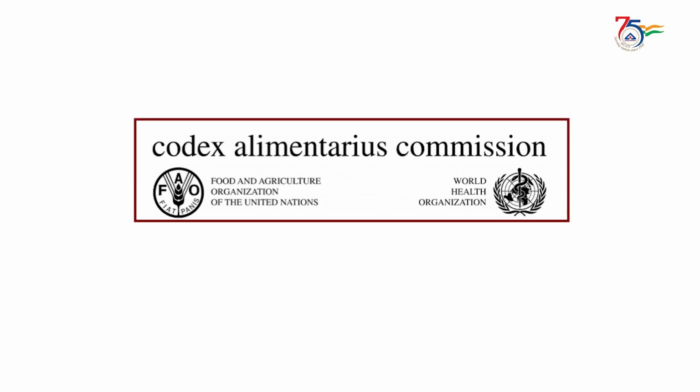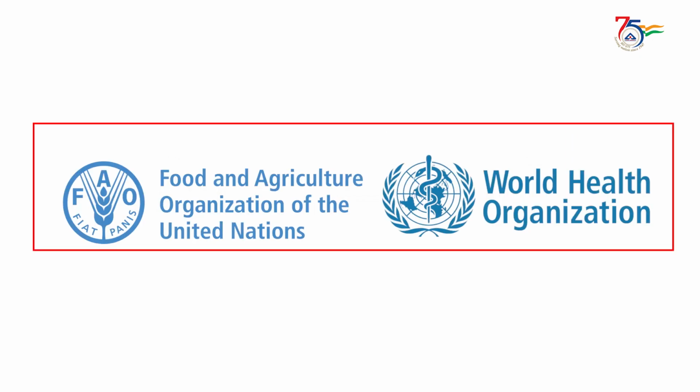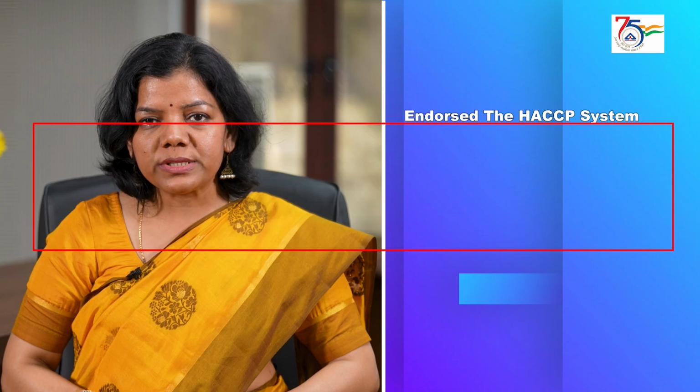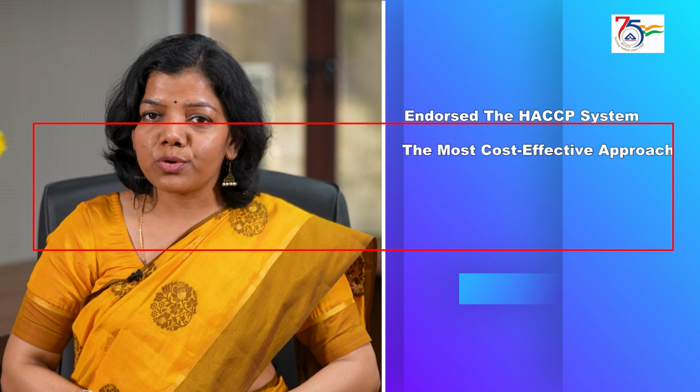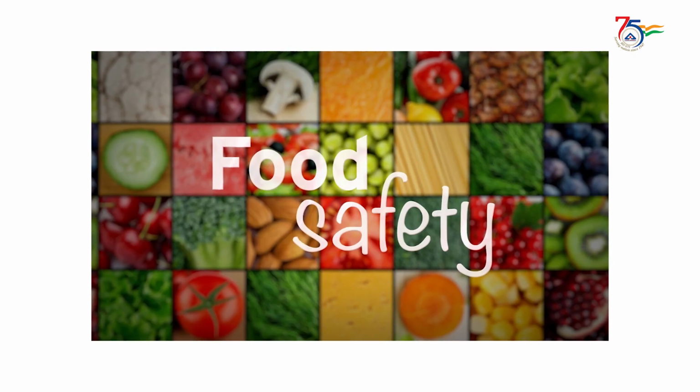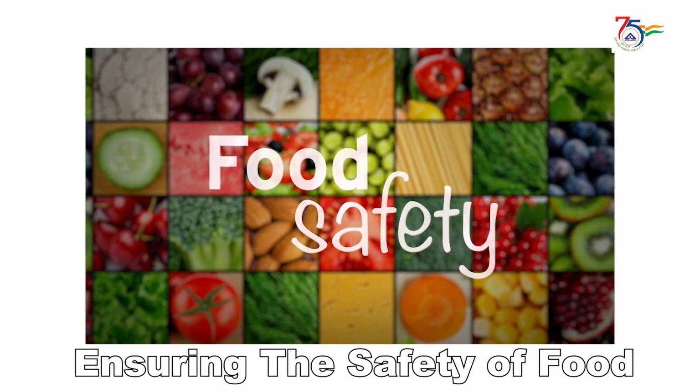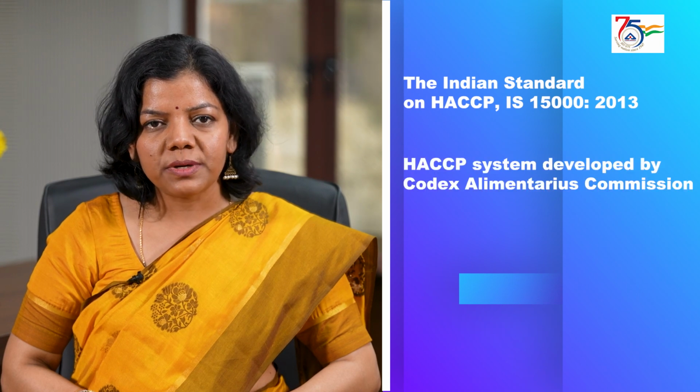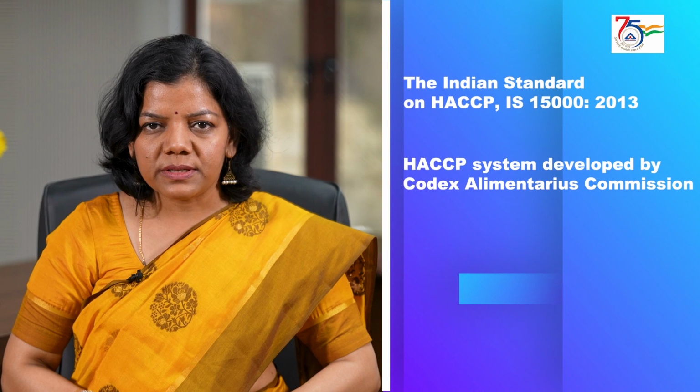In 1993, the Codex Alimentarius Commission, which is a FAO and WHO body, endorsed the HACCP system as the most cost-effective approach which was devised to date for ensuring the safety of food. The Indian standard on HACCP, that is IS 15000-2013, is based on HACCP system developed by Codex Alimentarius Commission.